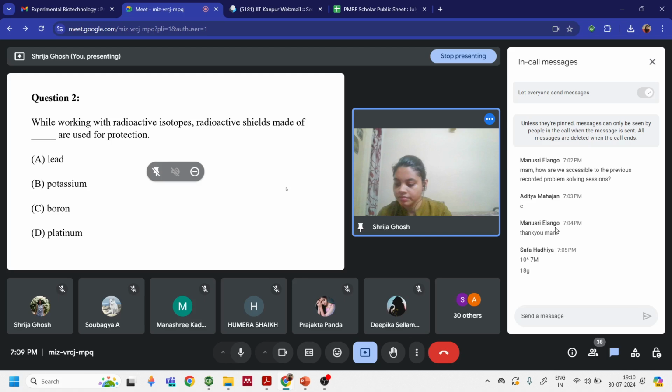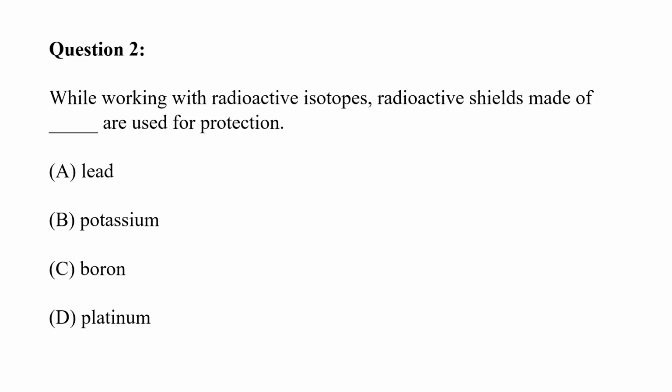Okay, we have a few answers here. Okay, everyone is saying option A, lead. So yes, that is the correct answer, lead. So why do we use lead for making these radioactive shields? What is so special about lead that is not there in potassium, boron, or platinum?